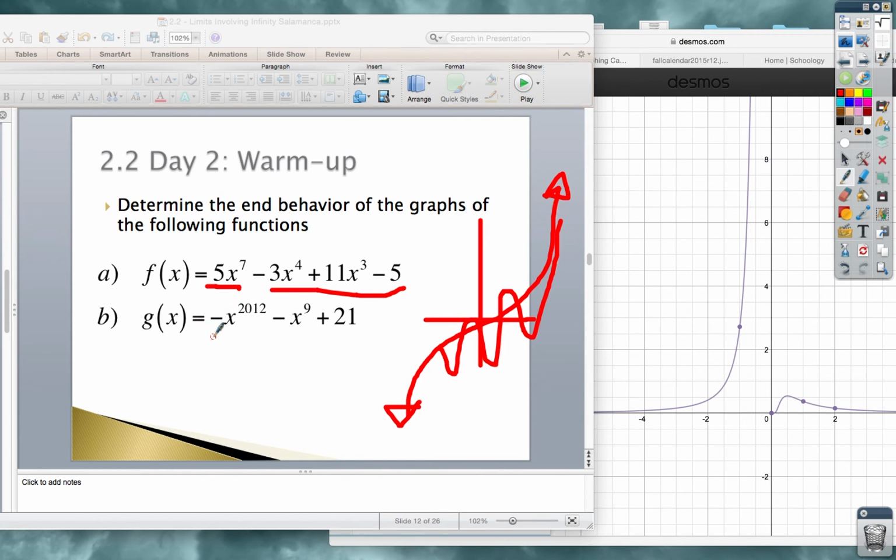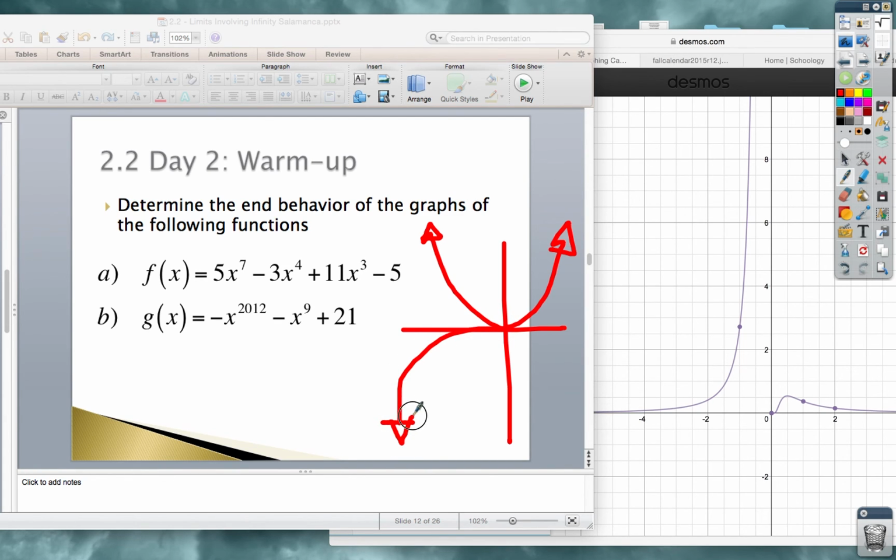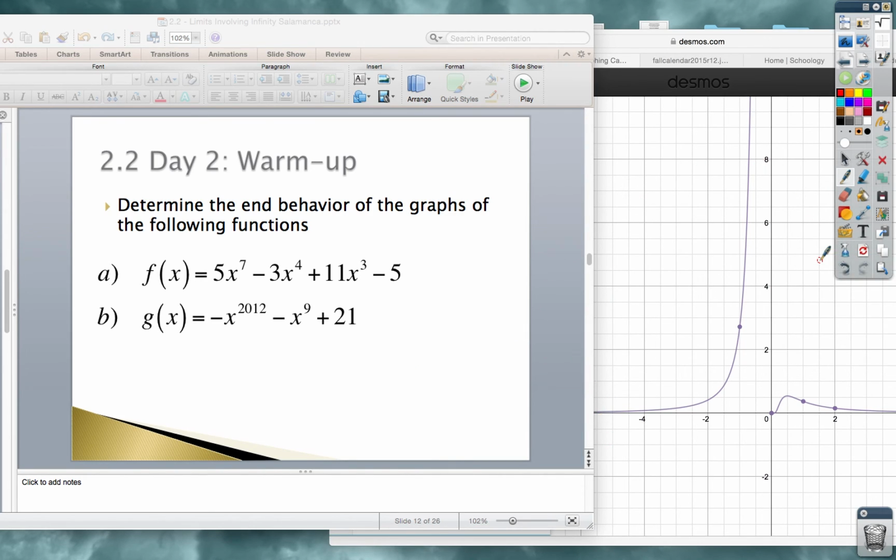If we take a look at g of x, or part B, it's negative x to the 2012 power. Because it is an even function, it should look like a parabola like so. However, because it has the negative coefficient, it's going to be going downwards like so. So that's what end behavior graphs look like, and that's how we find them for these simple cases. But obviously they're not always going to be simple, and we'll look at those today.